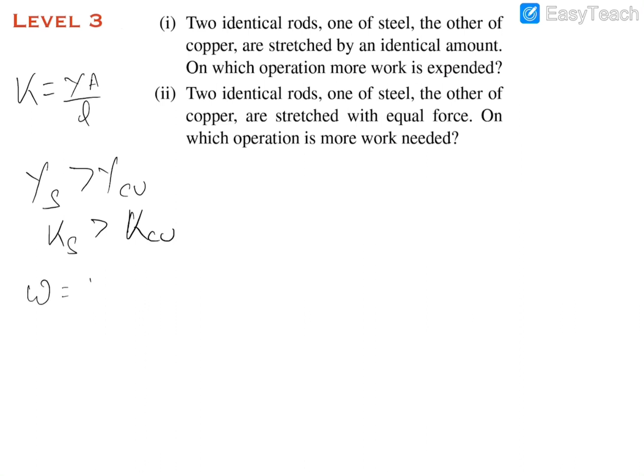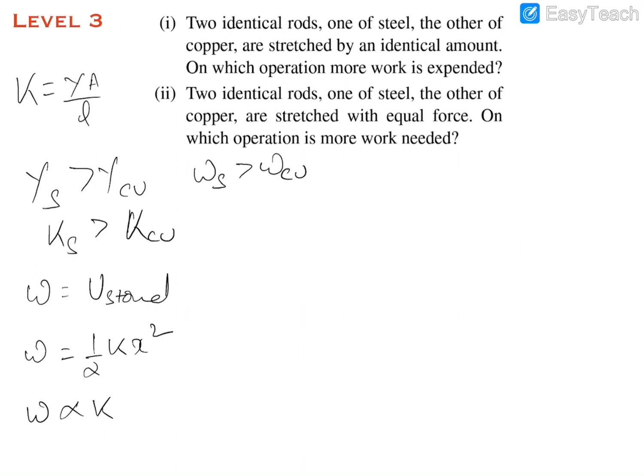And therefore, the work done when we are stretching them by the same amount will be equal to the energy stored, and energy stored in this case will be equal to half k x square. So work done is proportional to k, as x is the same for both of them. And obviously we know that K of steel is greater than K of copper. So work done in stretching the steel would be greater than the work done in stretching copper.